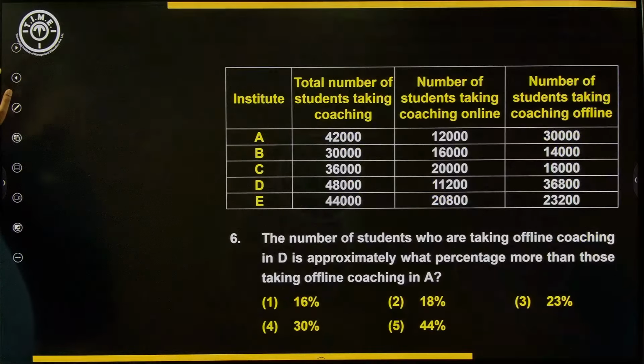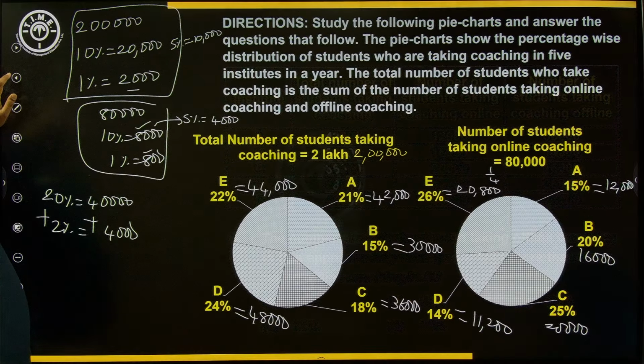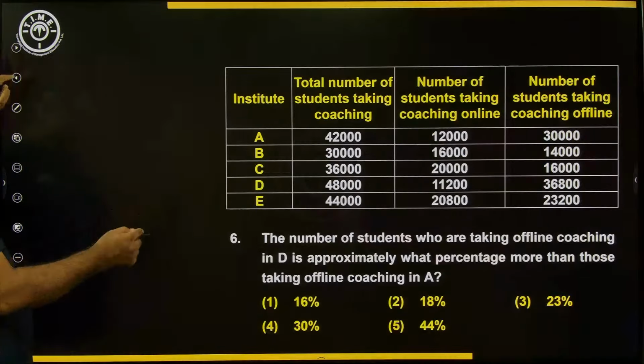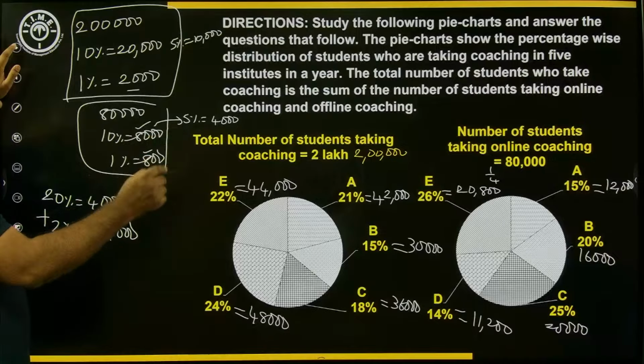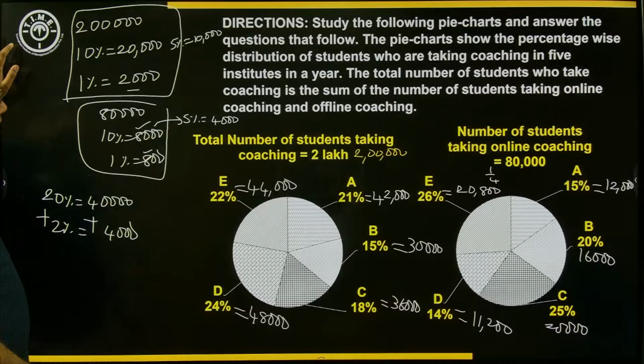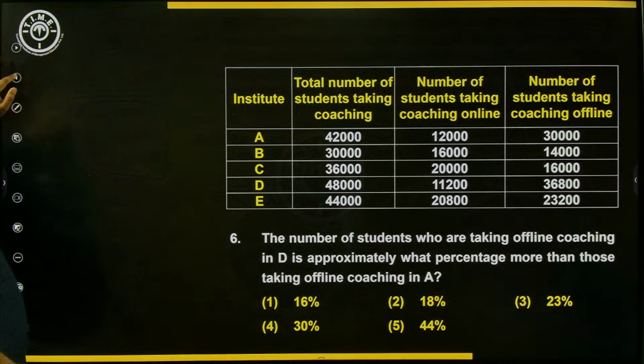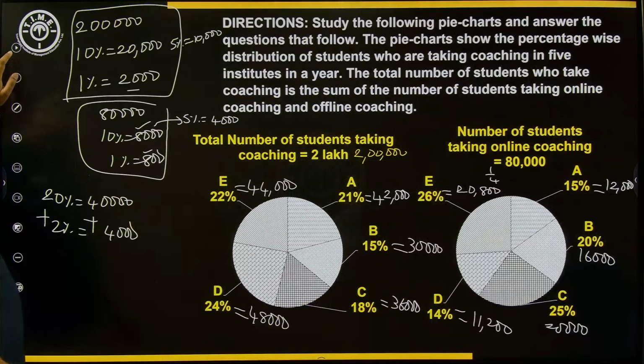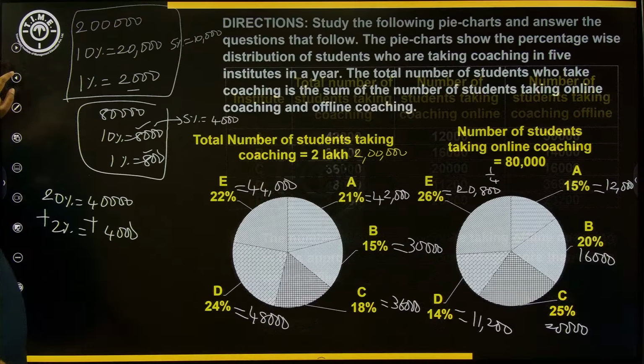I'm putting these values in the table here. 42, 30, 36, 48, 44. Correct? Look at online coaching. 12,000, 16,000, 20,000, 11,200, 20,800.